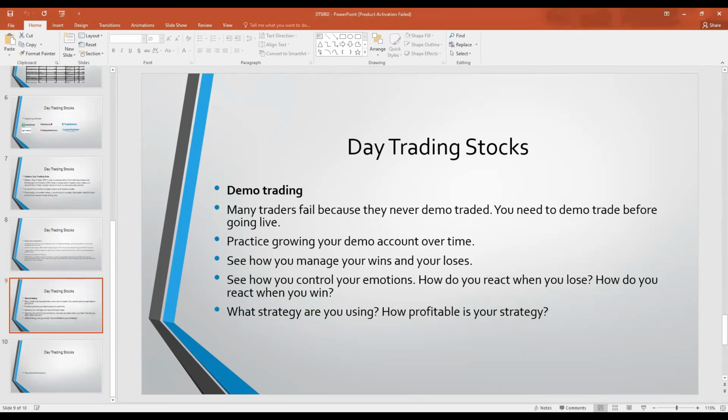Demo trading. Now, it's common knowledge that many traders fail in trading. In other words, they take unnecessary losses. So you may be asking, why do these traders end up failing? That is because they never demo traded. They get excited about the whole idea of trading, and they start to trade assets without ever practicing. This is the case for stocks, forex, commodities, etc.